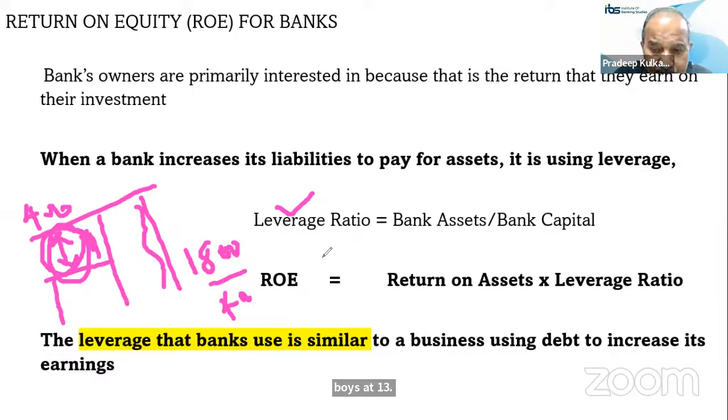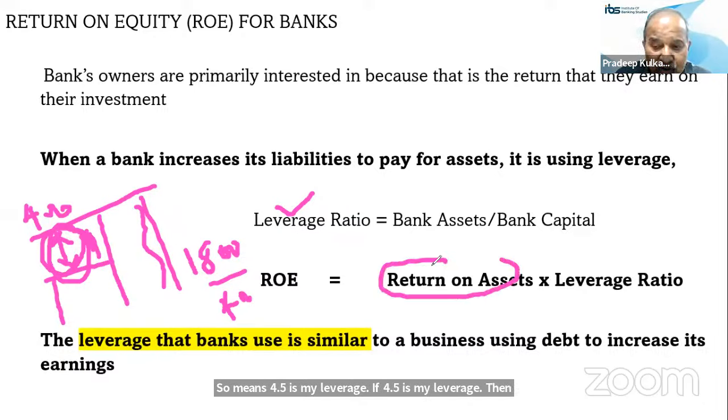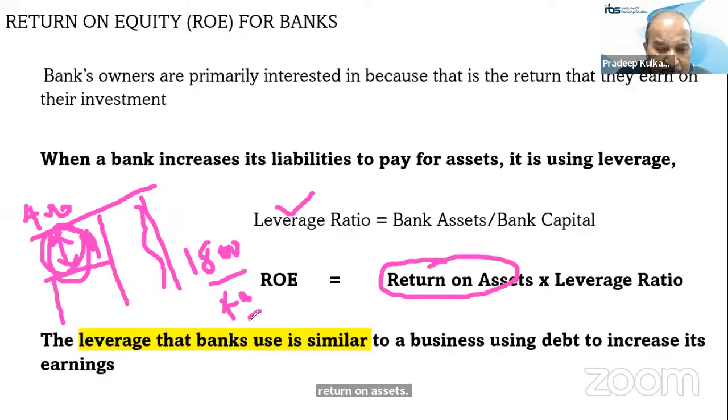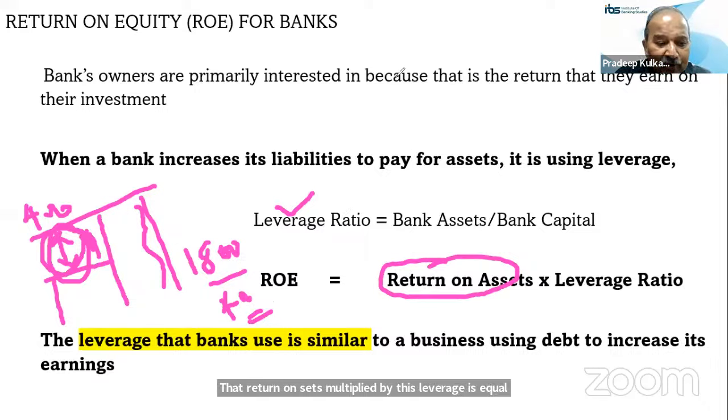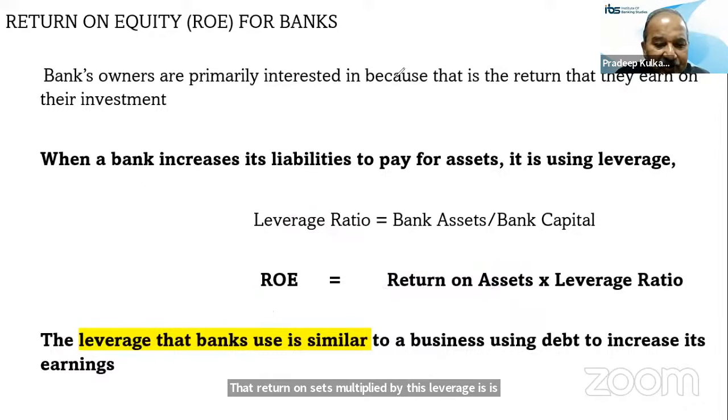If 4.5 is my leverage, then I know I have calculated the return on assets. That return on assets multiplied by this leverage is equal to return on equity. Is it clear? Return on equity is nothing but... Sir, could you please repeat?